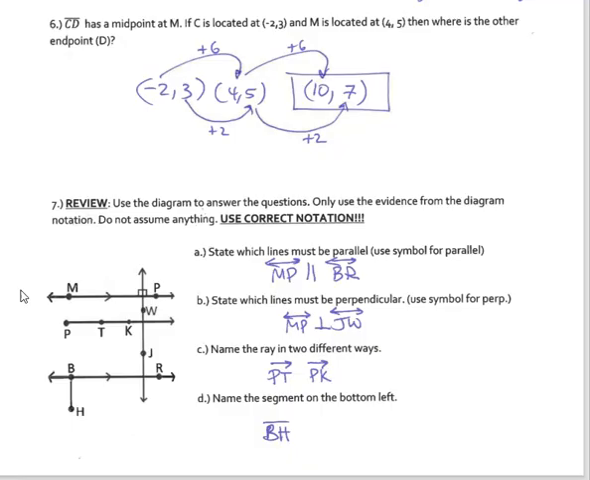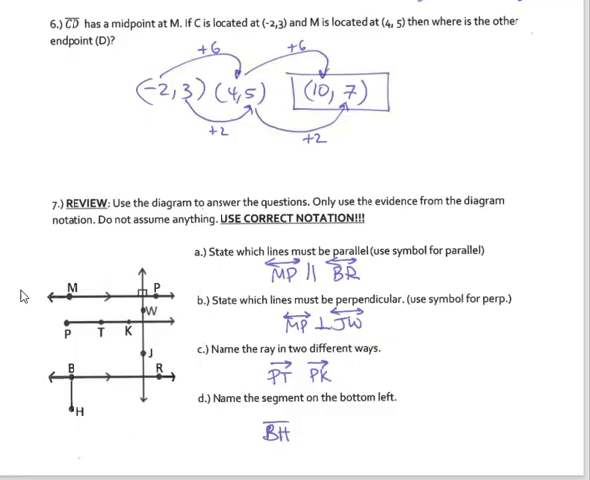And then lastly, what we're going to do here is you're looking at this diagram. This is just a little review. So you are going to be stating which lines are parallel. The only ones we know for sure are parallel, there's some that look like they're parallel, we're not quite sure, but the ones with the arrows on them. So we could say MP is parallel to BR. Which ones are perpendicular? You need to see that right angle marker. So MP and JW are going to be perpendicular, and you could see the symbol.